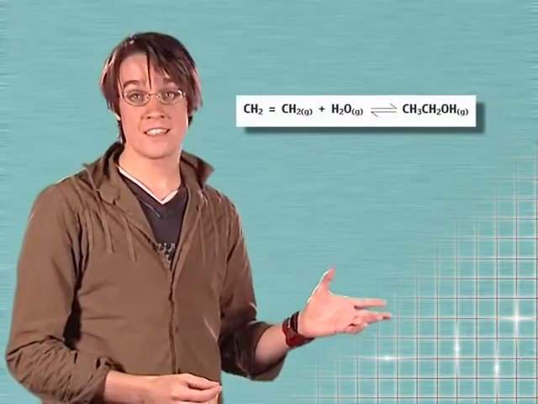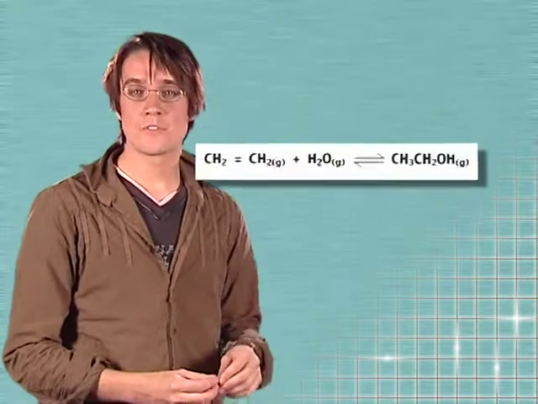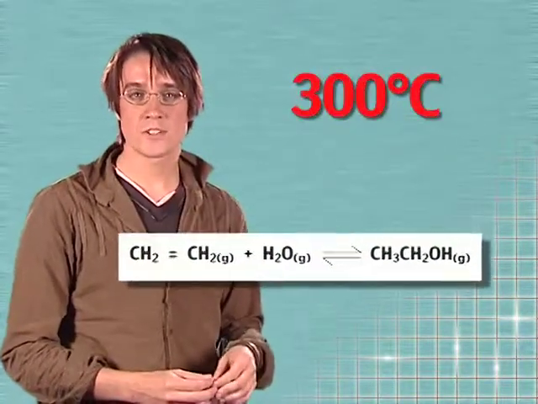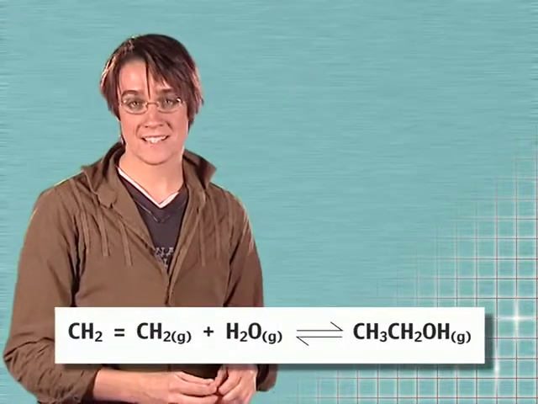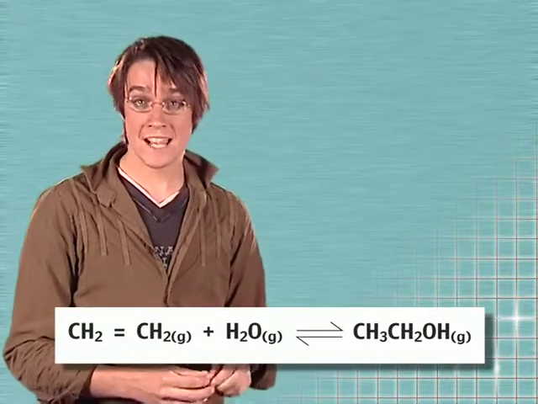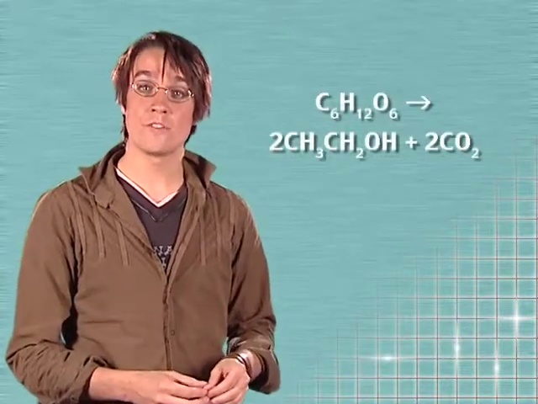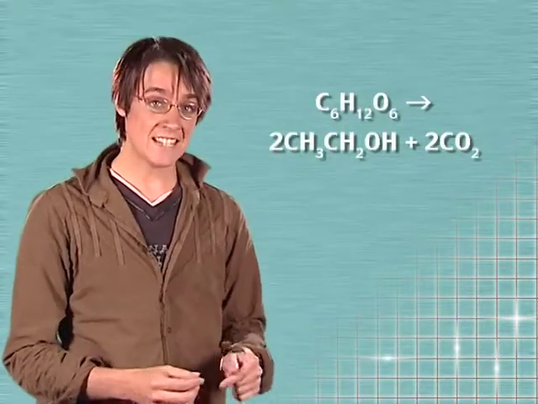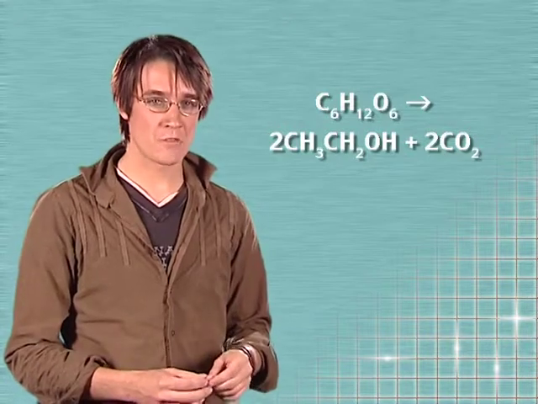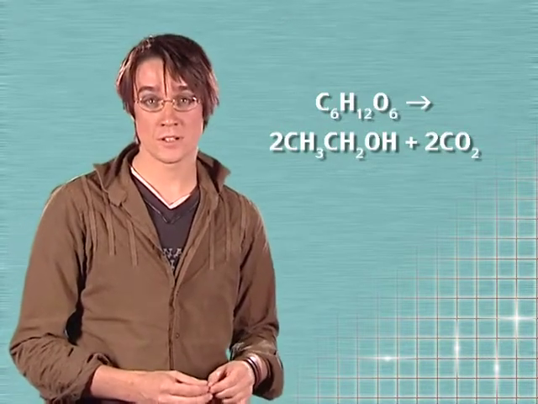Ethanol is manufactured by two different processes, the direct hydration of ethene and the fermentation of sugars. Let's look at the direct hydration of ethene. A temperature of 300 degrees C and pressure of 6,500 kilopascals is needed, with phosphoric acid as a catalyst. Fermentation of glucose is shown by the following equation. Yeast and a much lower temperature of around 35 degrees C is used.